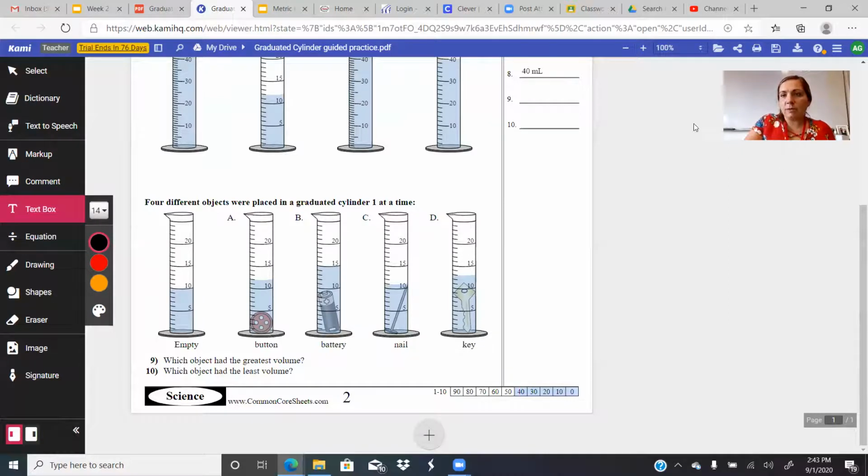I'm going to have to pause. I don't know how to do that. Pause. Okay, that wasn't so bad. Okay, back to screen share.